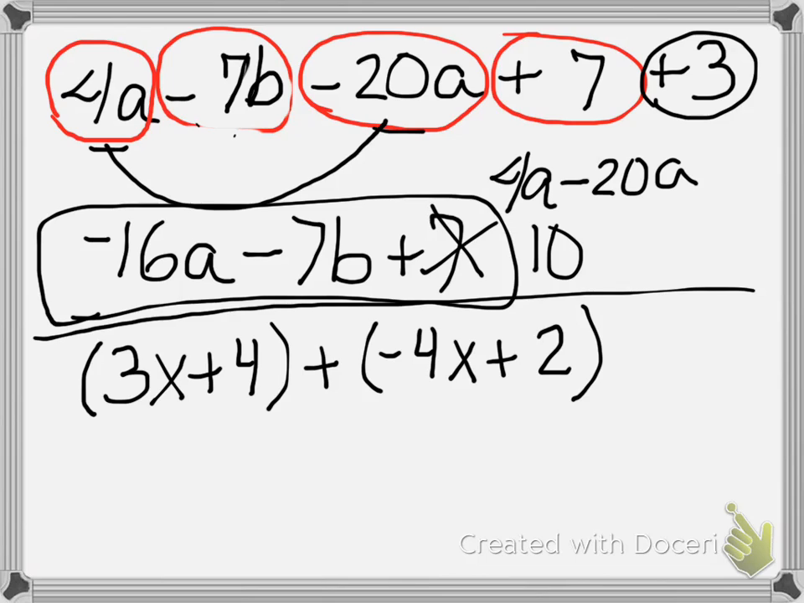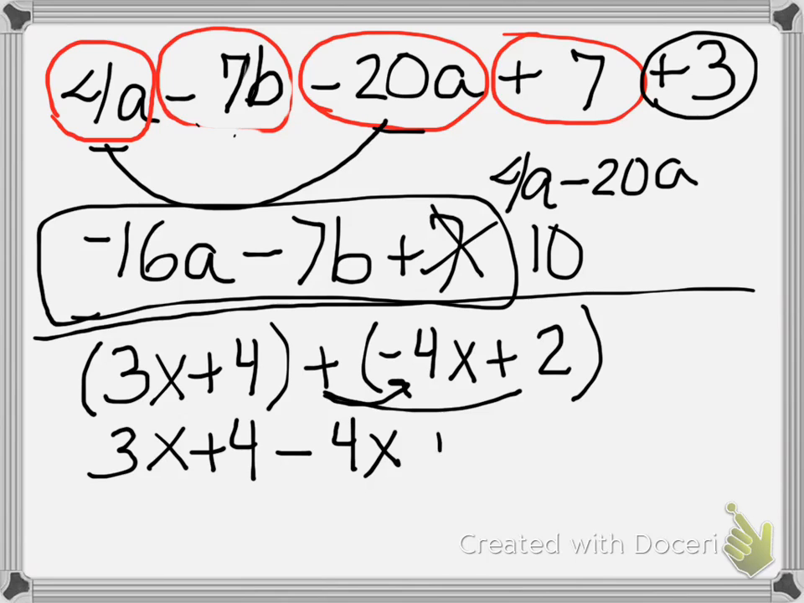If I was to take the parentheses out of this, this would be 3x plus 4. And I'm adding a minus 4x. So if you add a negative, then it's the same as just subtracting 4x. And I'm adding 2. So by taking the parentheses out, I have to think about that each term inside here is being added. If you add a negative, that's the same as just subtracting it.